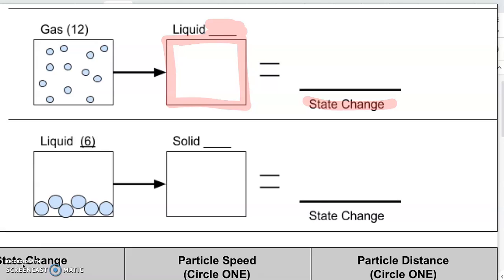Okay, students, we drew 6 liquid particles in the box. It's going from a liquid to a solid. How many particles are you going to draw and what do they look like in the box? Then, what state change is from a liquid to a solid? Press pause and do your work.